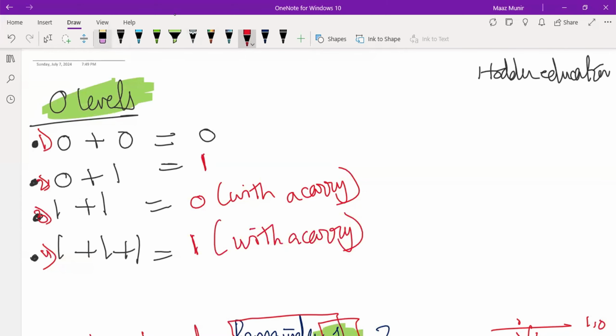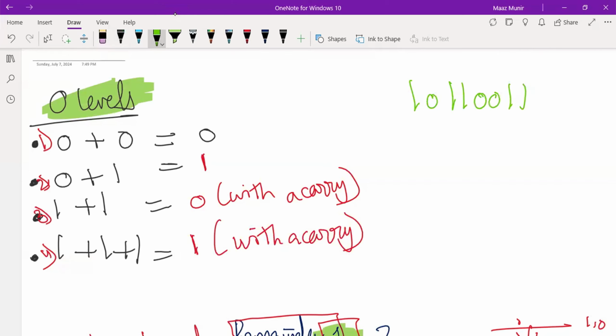I also got a bit confused. I was like, what is happening? But yeah, let's add up two simple binary digits such as 10110011 and 01110101. Let's add these two numbers.